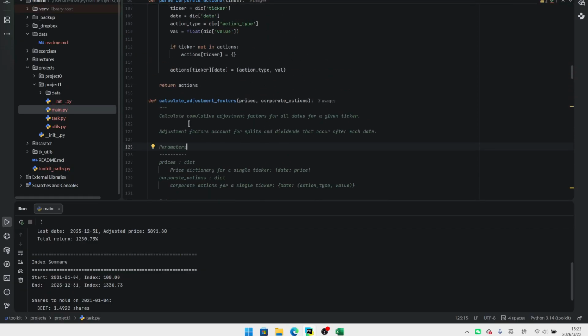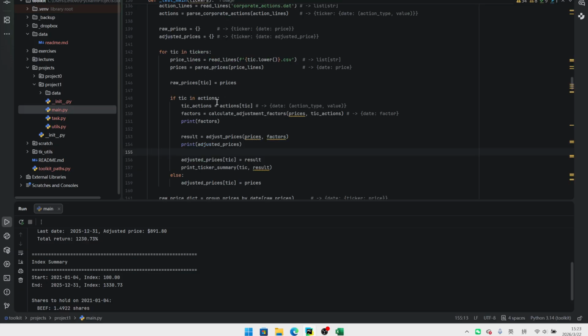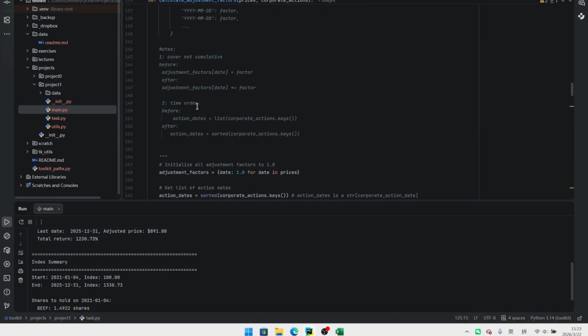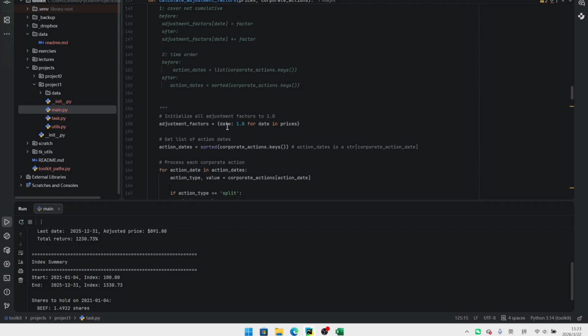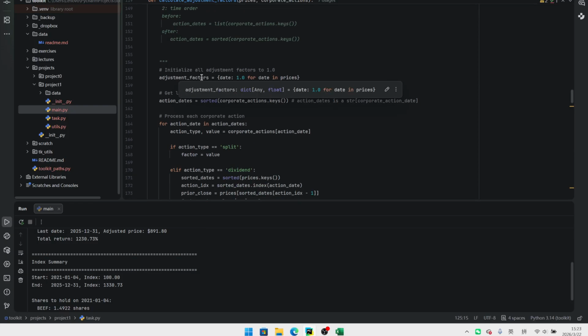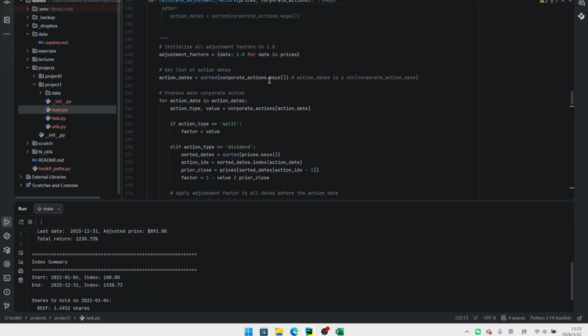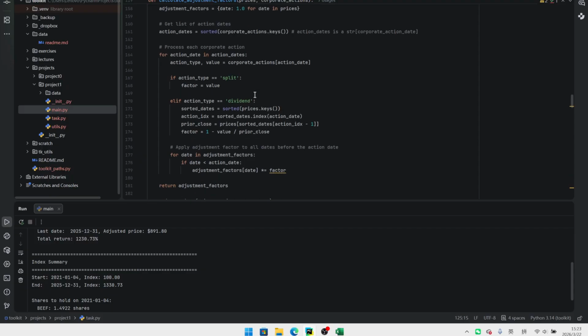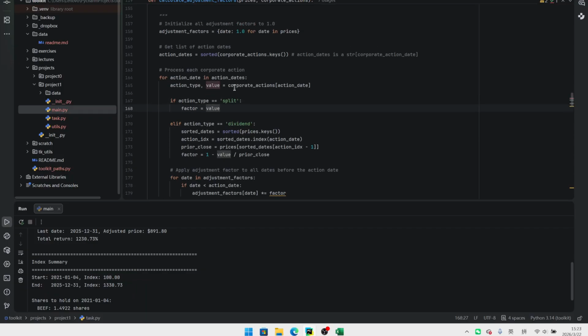So let's locate the calculate adjustment factor. So there are questions about the cumulative. So it's not cumulative. So let's see it again. Adjust factor equals 1 for data in price. Begin with 1 for action date in action dates. Action type value is the coordinate action date. If action type is split, factor is the value.